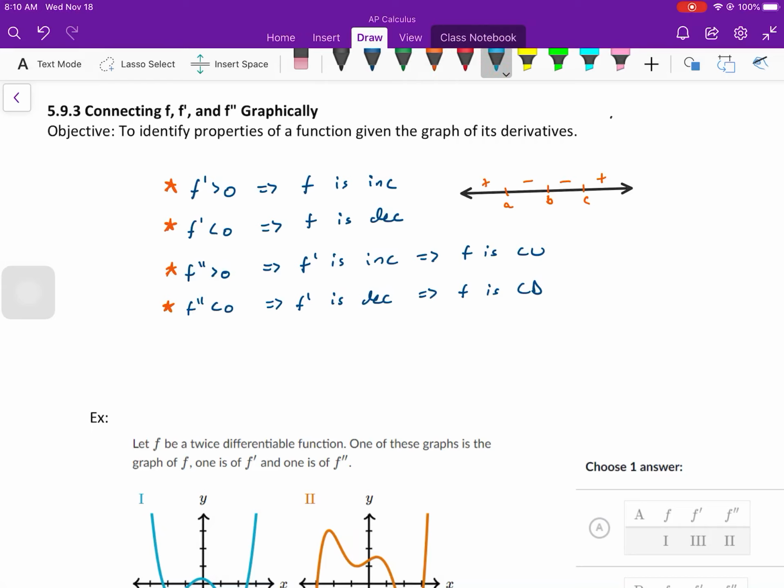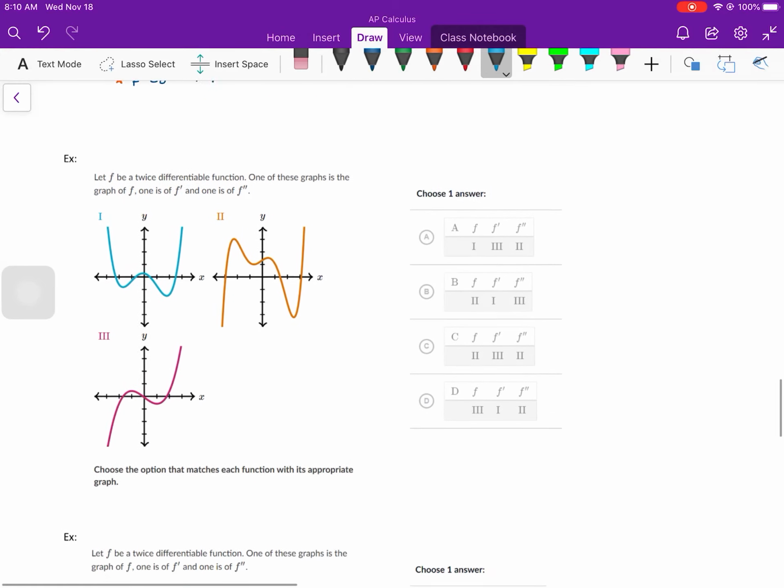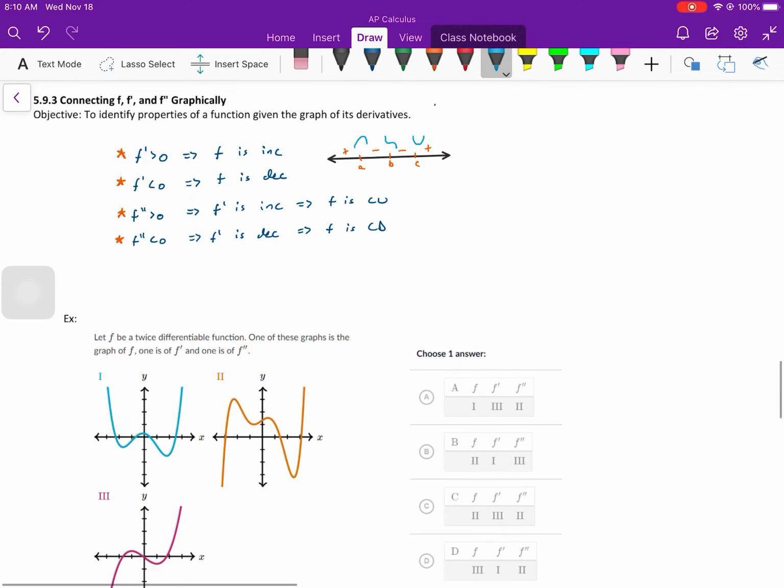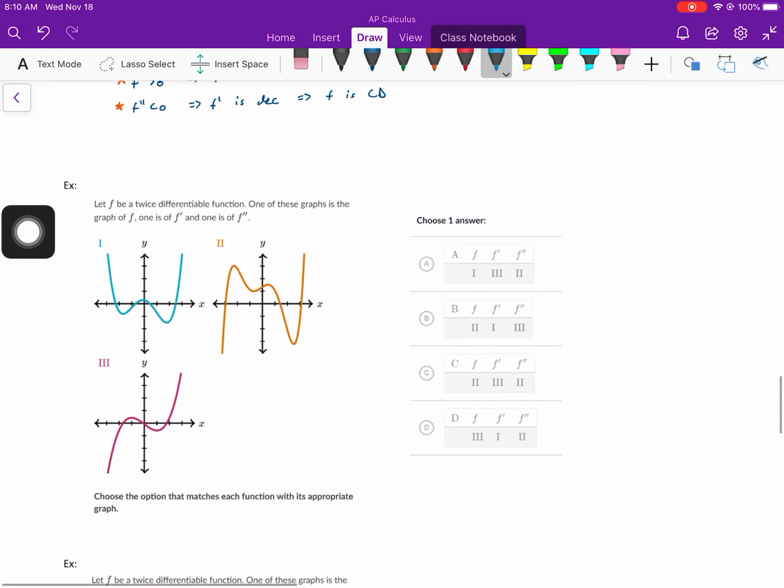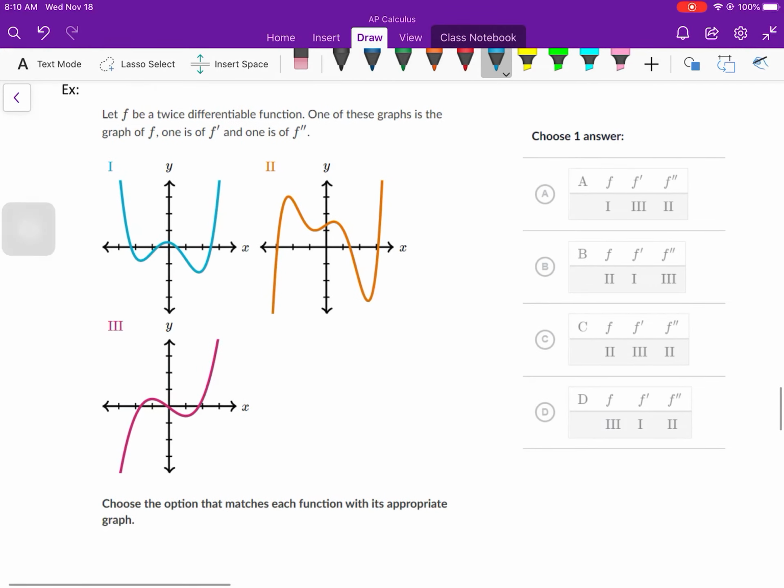So right here would be a maximum, right here would be neither, and then this would be a minimum. So we use that test, that first derivative test for that. So that's really like a big portion of calculus right there, big portion of your AP test. So really important. So we got to figure out which graph is the original F, then which one's F prime, and then which one's F double prime.